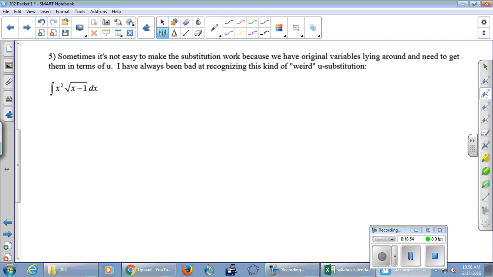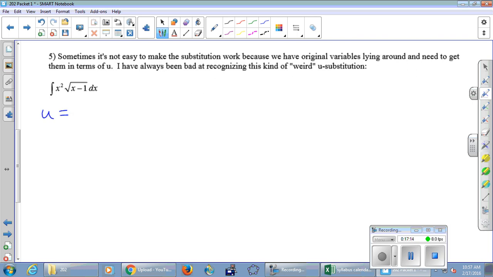All right, number 5. Sometimes it's not easy to make the u substitution work because we have original variables, x's, lying around and need to get them in terms of u. I have always been bad at recognizing this kind of weird u substitution. Let's give it a shot here. X squared times the square root of x minus 1.